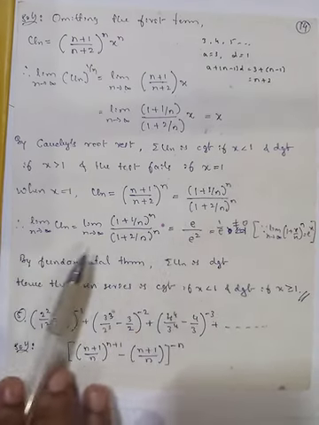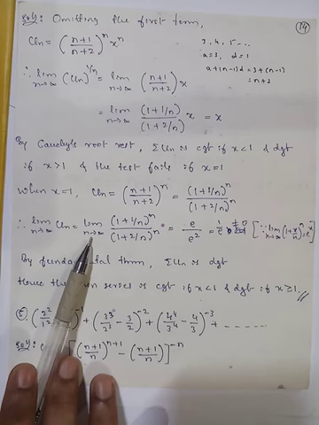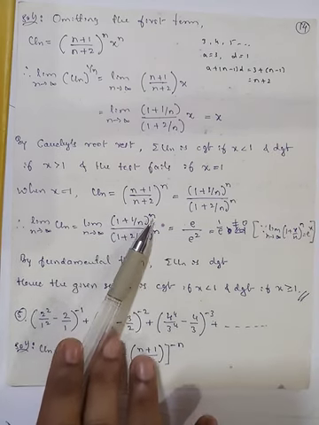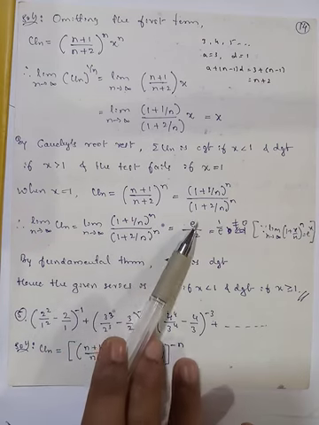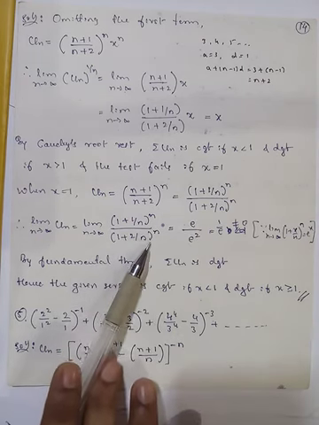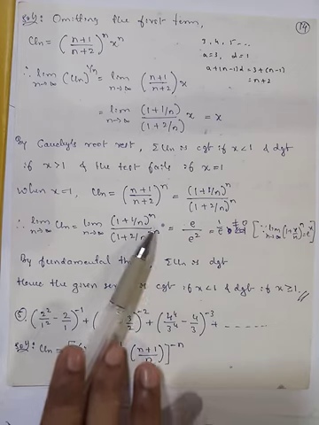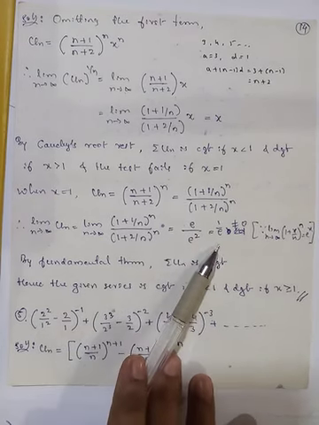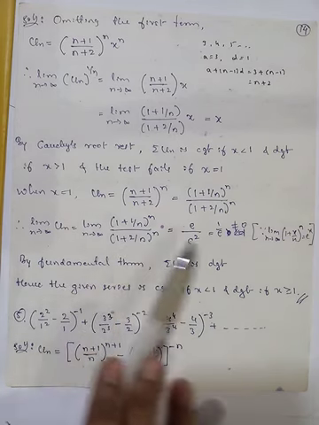Now we take the limit as n tends to infinity. 1 plus 1 by n to the power n is the standard limit, and its value is e. 1 plus 2 by n raised to n will become e to the power 2, so the value becomes 1 by e. The value of the limit is what?